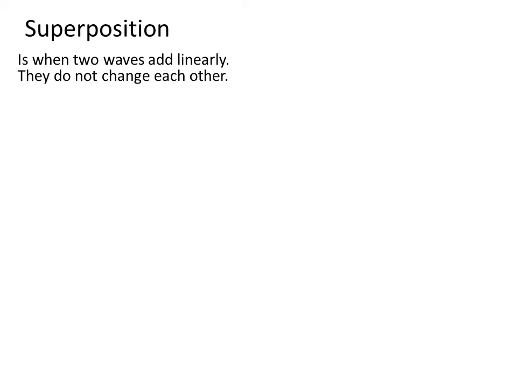In this lecture, we look at the superposition of waves. Superposition is when two waves add linearly. They do not change each other. That is, the sum of the two waves is simply a simple addition. So y1 is one wave, and that's added to y2.